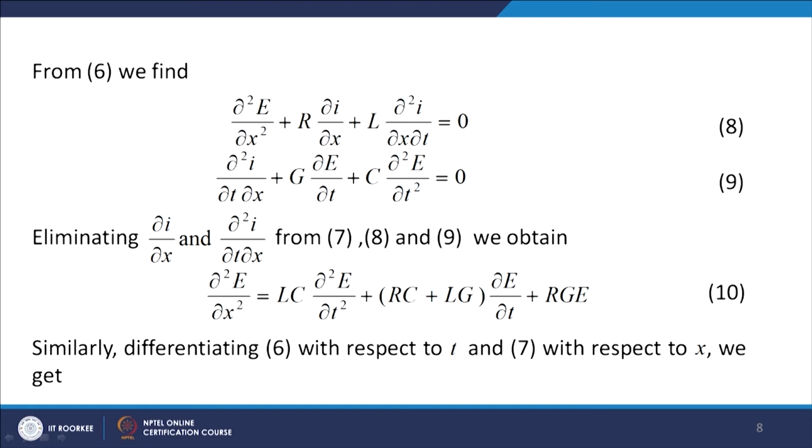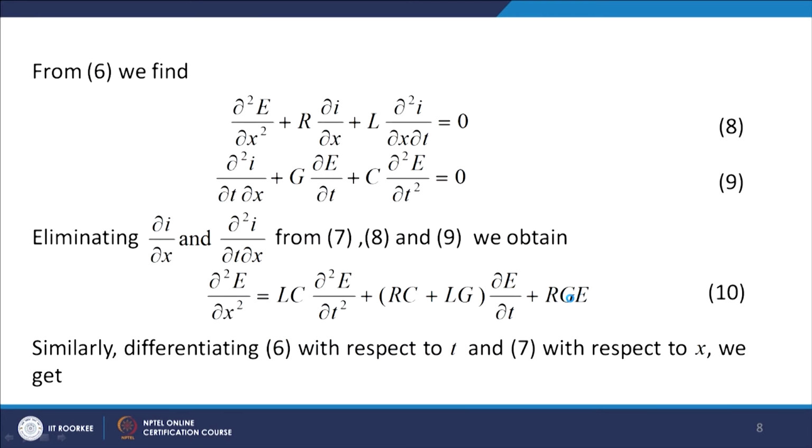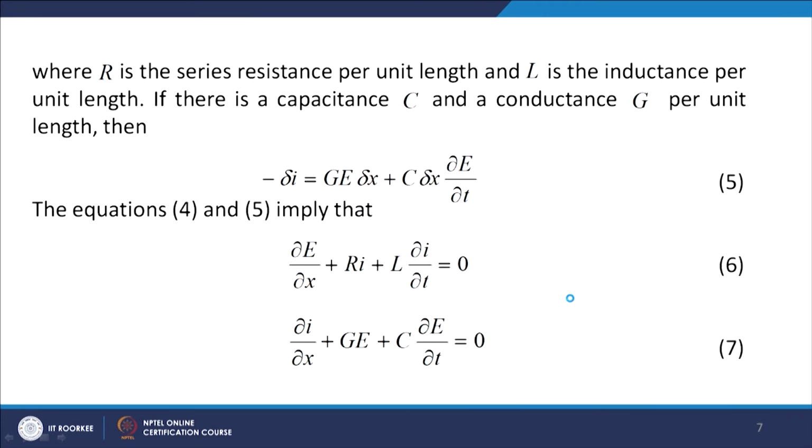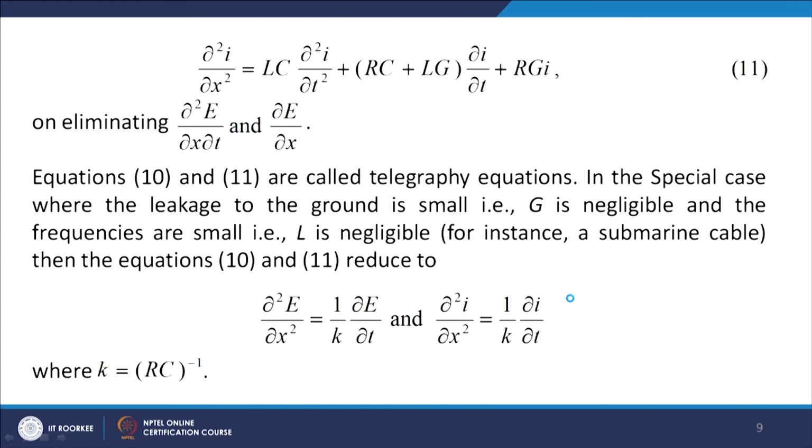So, the second order derivative of E with respect to x square will be equal to L C E t t plus R C plus L G E t plus R G E. Similarly, you can differentiate 6 with respect to t and 7 with respect to x, and we have this equation: delta square I over delta x square equal to L C delta square I by delta t square plus R C plus L G delta I by delta t plus R G I.